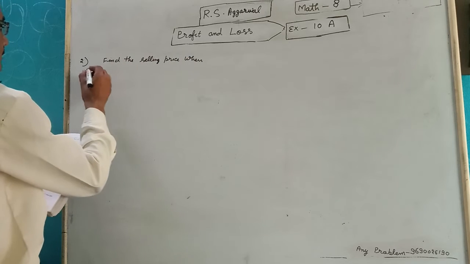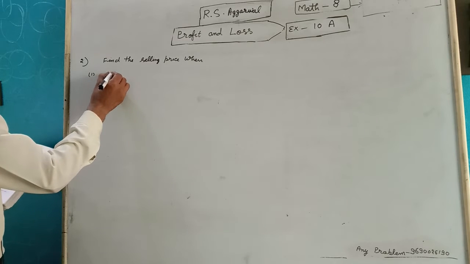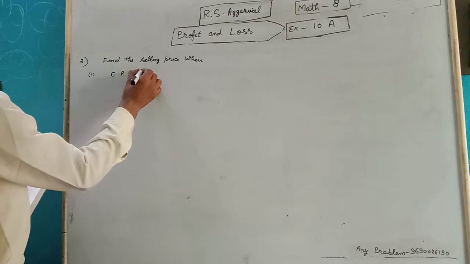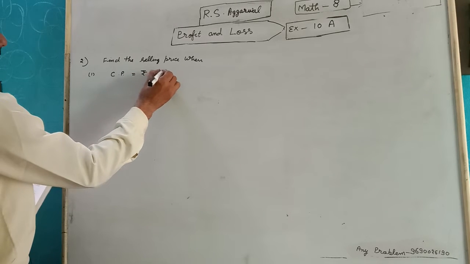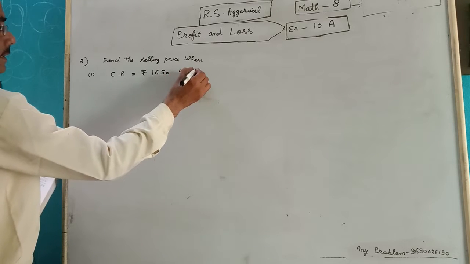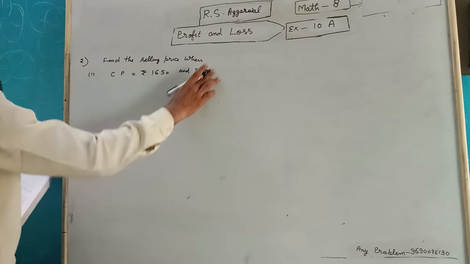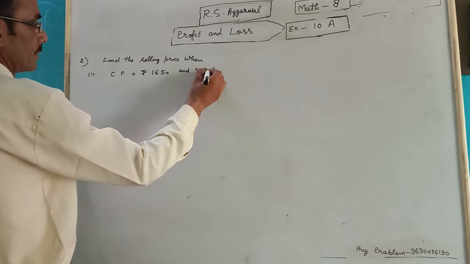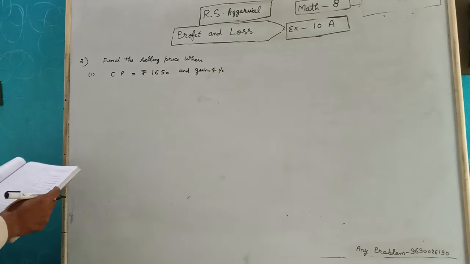When the first part is, CP is equal to cost price, that means 1650 rupees, and gain is equal to 4%. We find the SP.